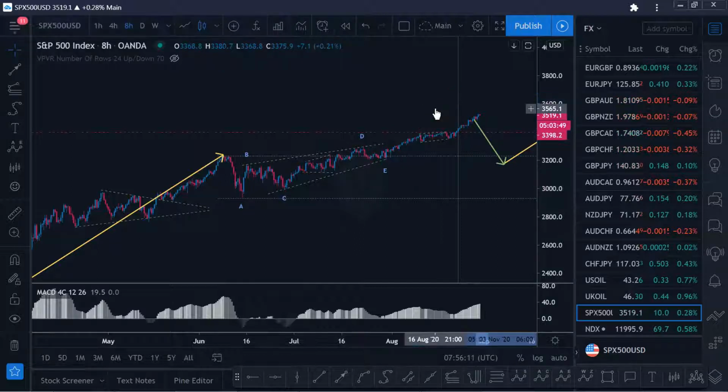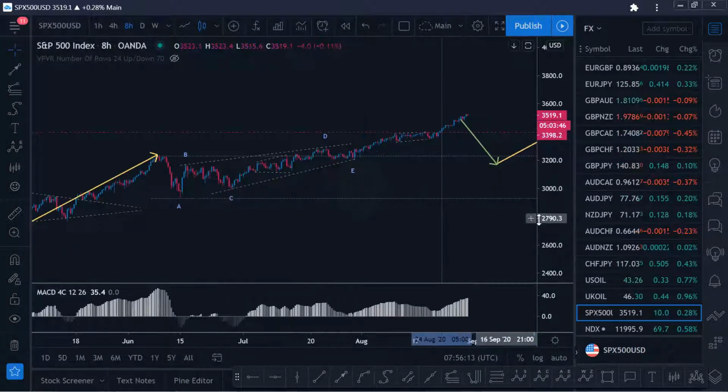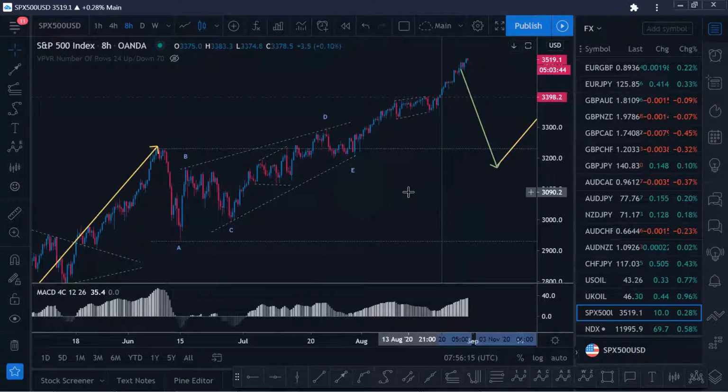I'm not a huge fan of this chart. We'll have to wait for clarification as to exactly what we're looking at.